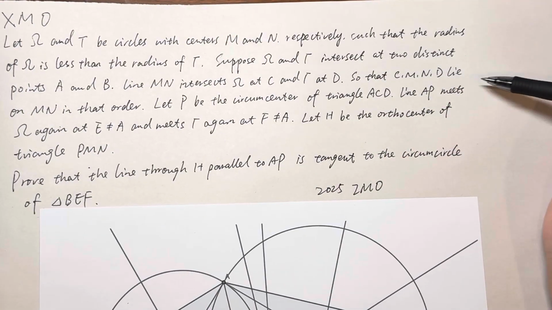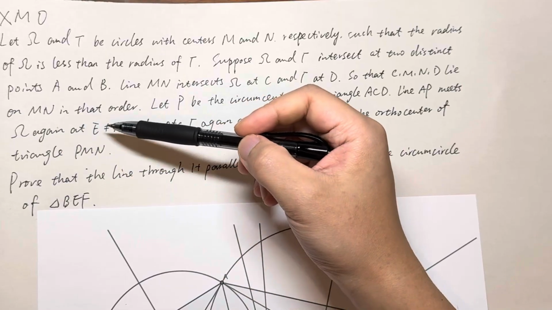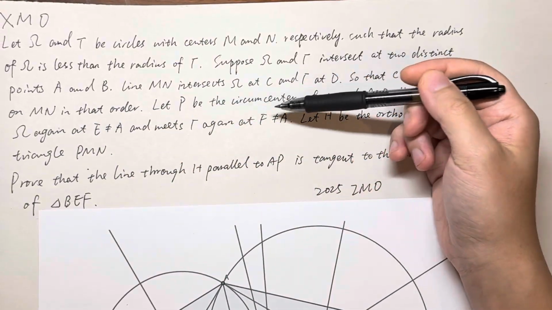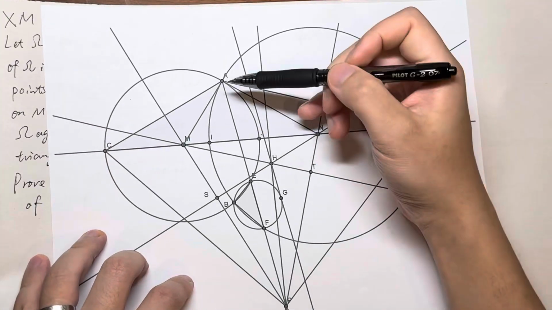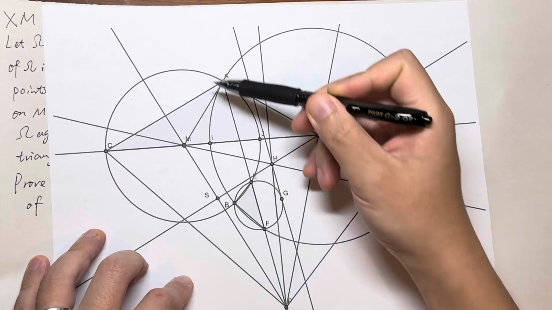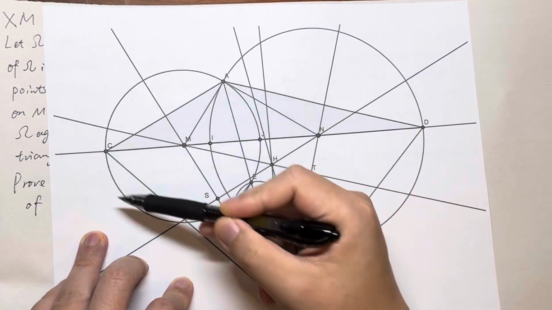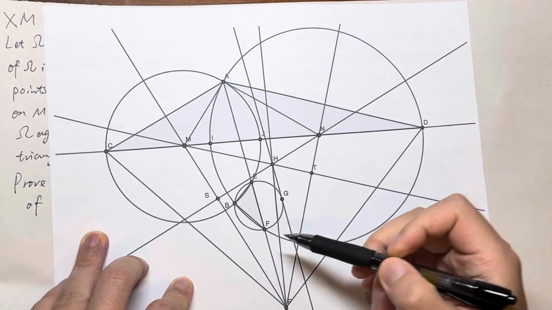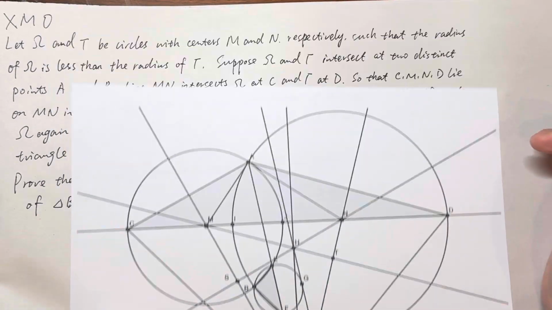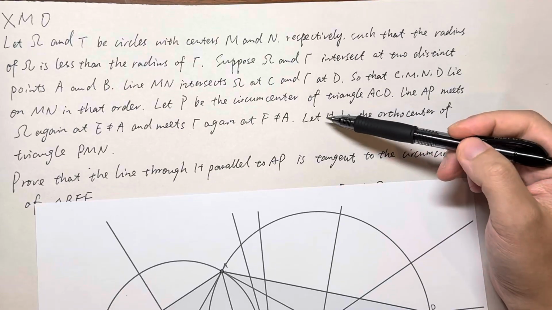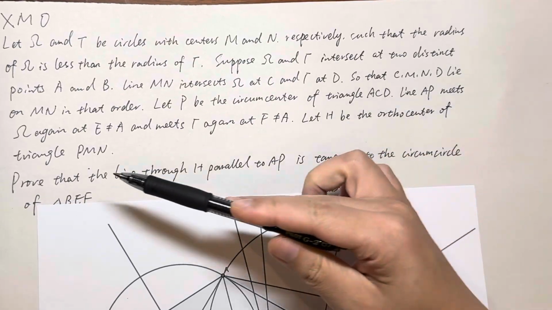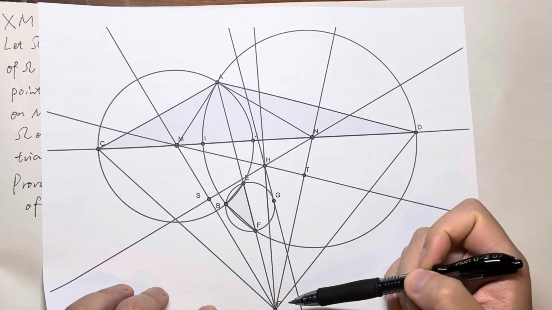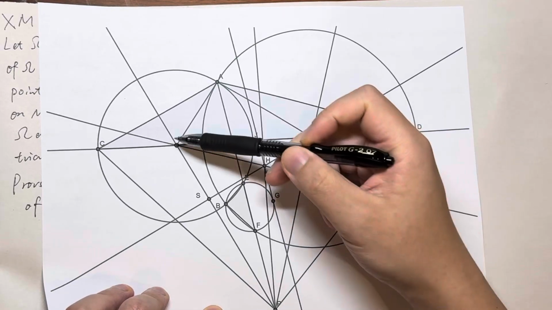Line AP meets omega again at E, which is not A, and meets gamma again at F, which is not A. So we have the line AP. AP meets omega at another point E and meets gamma at another point F, right? Let H be the orthocenter of triangle PMN.